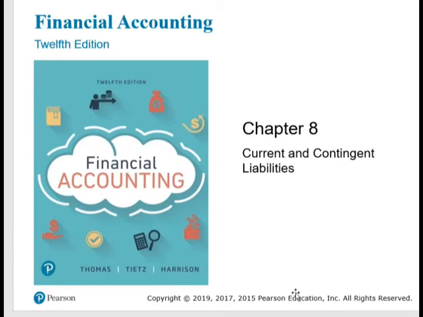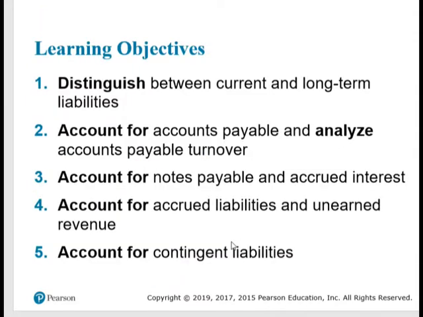This chapter deals with liabilities, current and long-term. We'll talk about accounts payable and the accounts payable turnover, as well as notes payable and accrued interest. We'll also talk about accrued liabilities and unearned revenue, and the fun stuff, contingent liabilities.